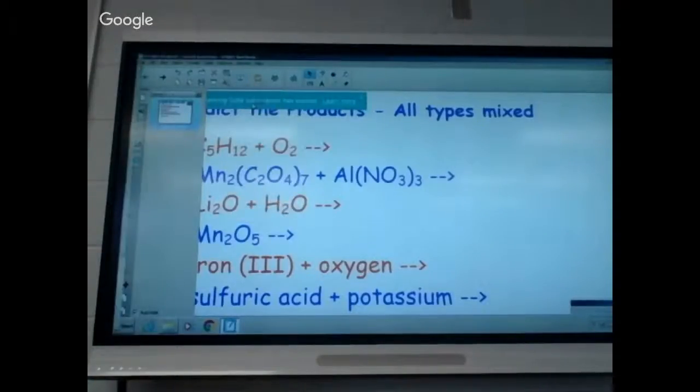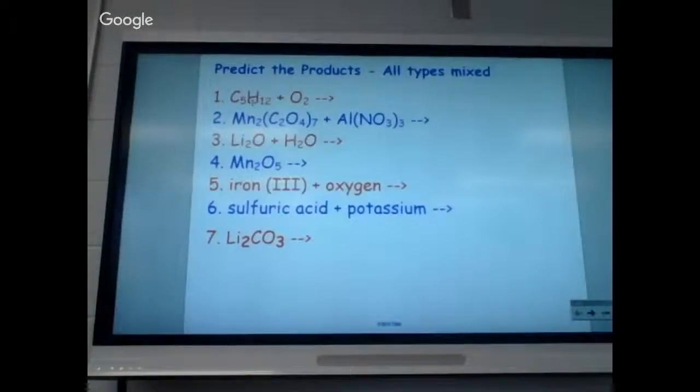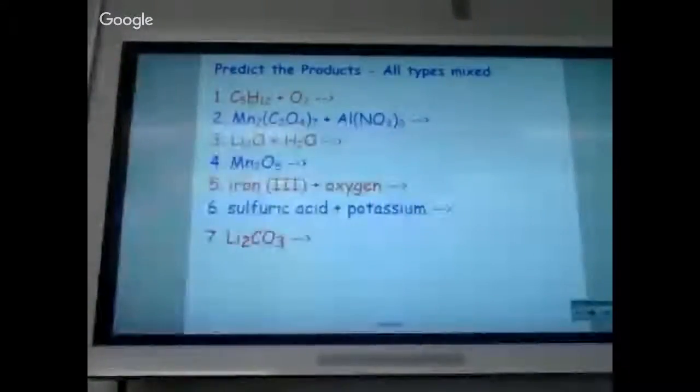All right, so this is where we're going. Currently we can predict types based on having the reactants and the products. Now we need to be able to figure out what types of reactions we have based on only having the left side. If we were to look at these, could you tell me what type of reaction we have if we only have the left side? For number one, yes, combustion. Okay, so number one is combustion. That's good. Number two would be what?